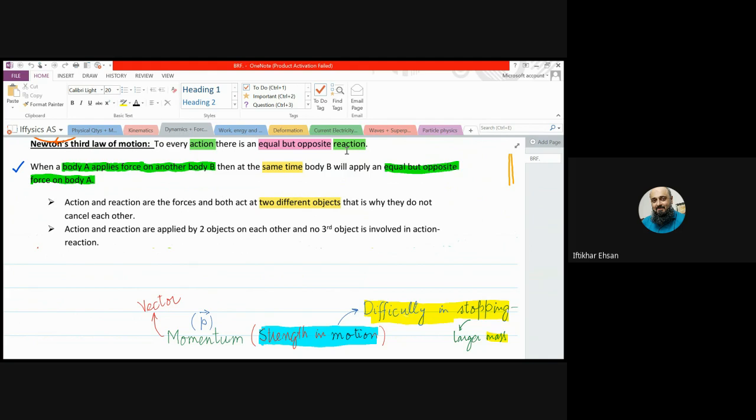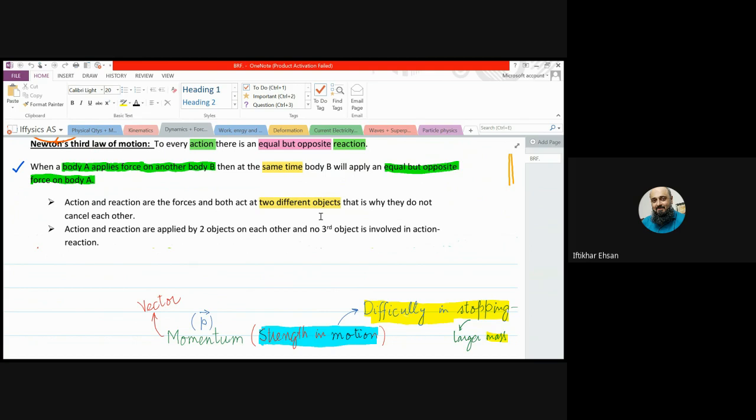If they are equal but opposite, then why don't they cancel out each other? The answer is there. Action and reaction are equal and opposite forces, but actually they are acting on two different objects. Like when we are walking, we apply the action on the ground, but the reaction the ground applies on us, on the walker. Both forces are not acting on the same object.